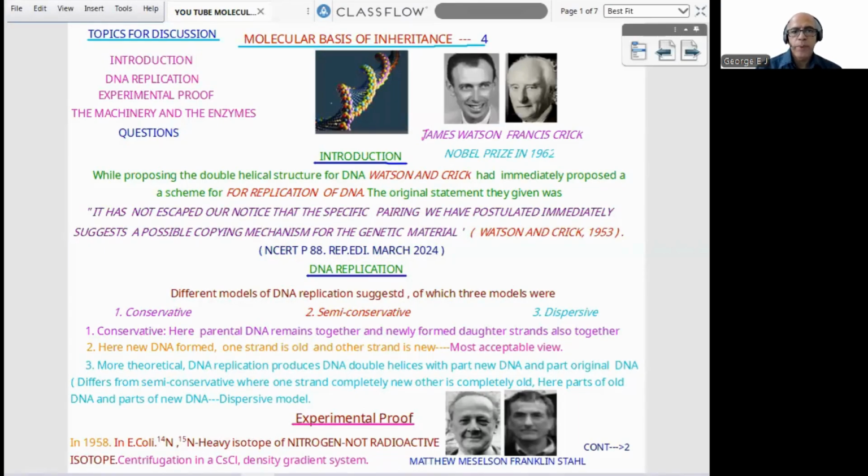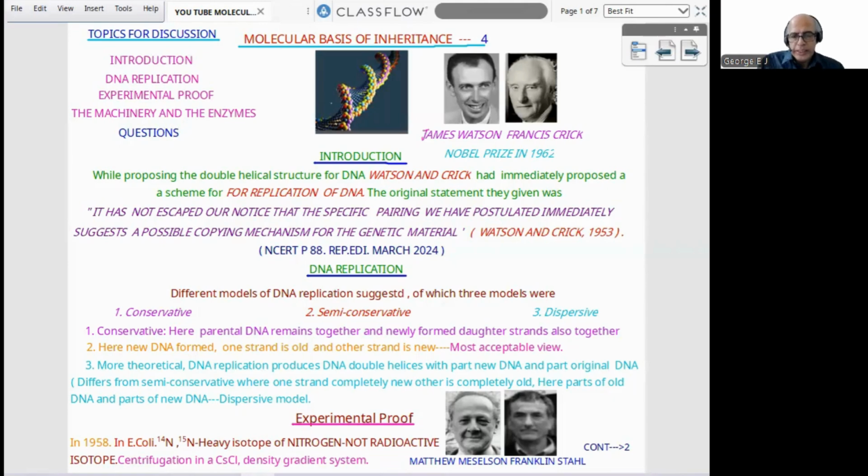In the fourth part of molecular basis of inheritance, we'll be discussing an introduction, DNA replication, experimental proof, as well as machinery and enzymes. Then finally, as usual, 5 theory questions, 5 NEET model questions with a key. So we can enter into the introduction.